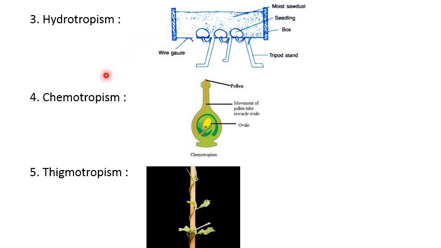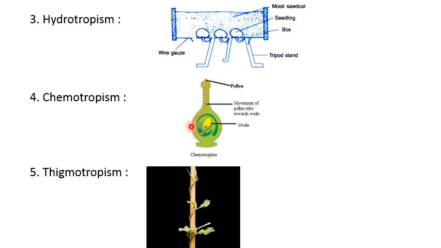So the next type is chemotropism. So chemotropism is the curvature towards the source of chemical substances. So this is seen in pollen tube. The pollen tube growth on the stigma towards the style and towards the embryo sac is said to be chemotropic. Because of those chemicals which are secreted, the pollen tube can move towards the style and towards the embryo sac.